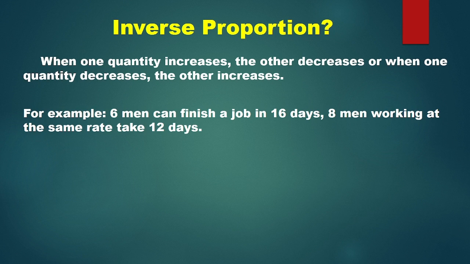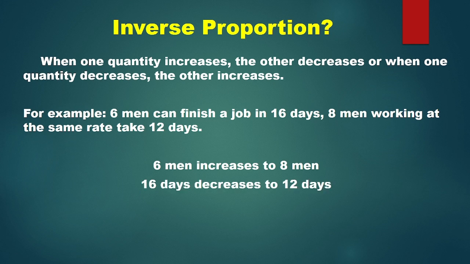For example, if 6 men can finish a job in 16 days, 8 men working at the same rate will take 12 days. Now, you notice that the number of men has increased from 6 to 8 men. The number of days that they are going to spend to complete that same job will, of course, reduce because there are more men to do the job. So, as 6 men increases to 8 men, 16 days decreases to 12 days. That's how to identify inverse or indirect proportion.